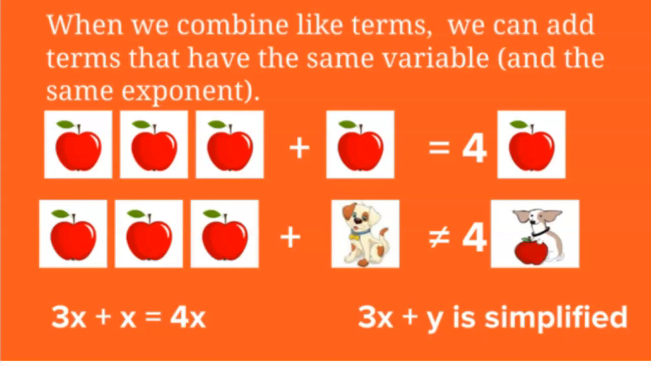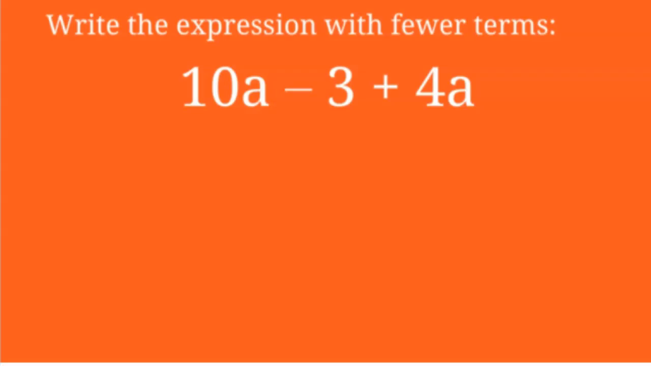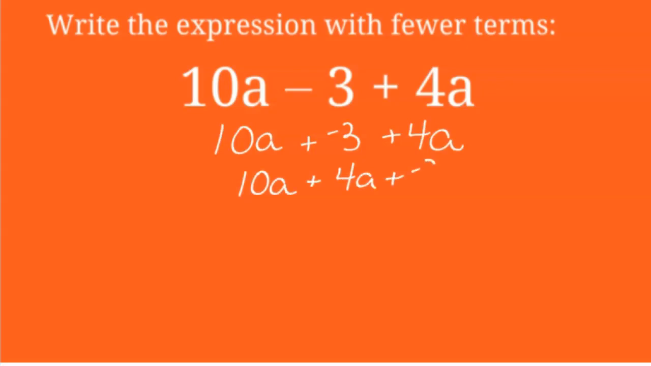Let's use these principles and try to solve some problems. So I want you to write this expression with fewer terms. So from last week, we noticed that every time we're subtracting a number, we can rewrite it as adding the opposite. So this is the same thing as 10a plus negative 3 plus 4a. Now everything's adding, so we can rearrange using the commutative property and call this 10a plus 4a plus negative 3. Okay, notice we have a 10a and 4a. Those are like terms. That would mean we have 14 a's. But we have this negative 3. It's not like terms. 14a plus negative 3, that's basically as simple as it can go, though you may want to rewrite that as 14a minus 3.